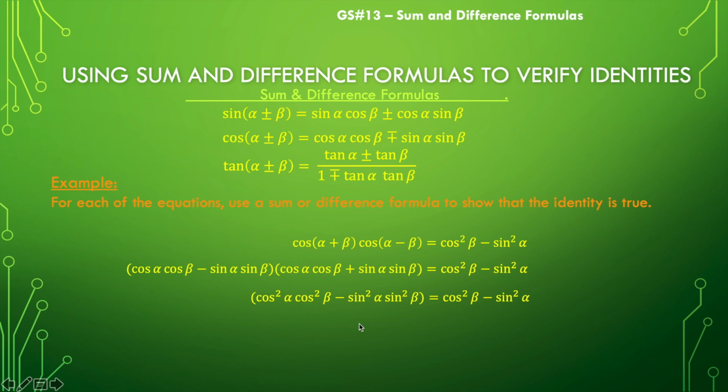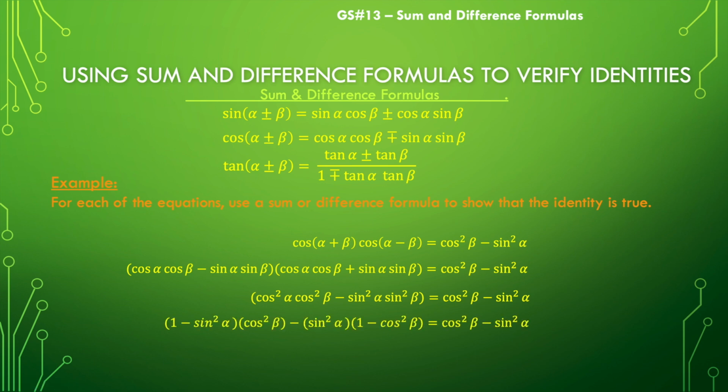Okay, so now if I know that's what I want it to look like, notice that I have a cosine squared of beta here and a sine squared of alpha here. So I'm going to think about what can I do with this cosine squared of alpha to make it look a little bit different, and the sine squared of beta. And when I'm thinking about sine squared and cosine squared of anything, I am going to be thinking about Pythagorean identities. So I'm going to rewrite this cosine squared of alpha as 1 minus sine squared of alpha. And I'm going to rewrite this sine squared of beta as 1 minus cosine squared of beta.